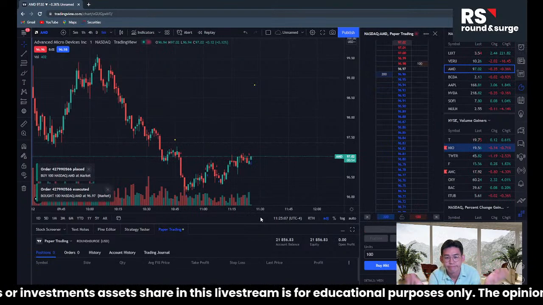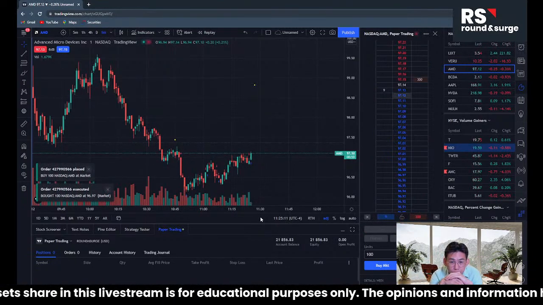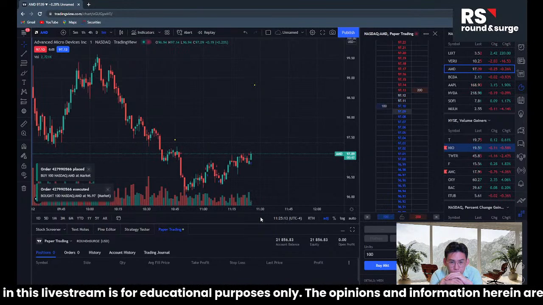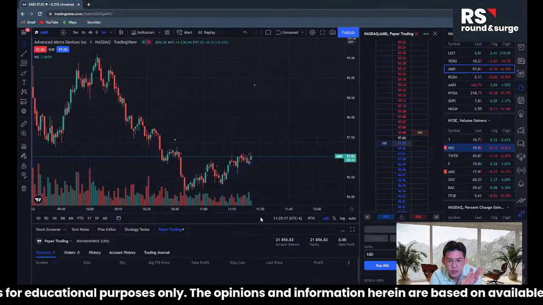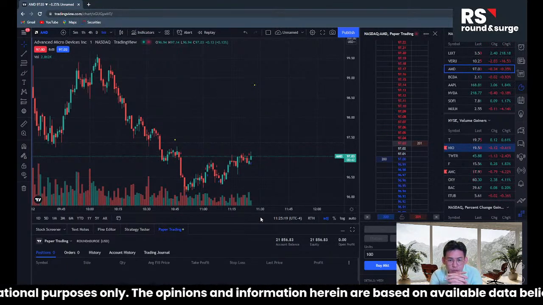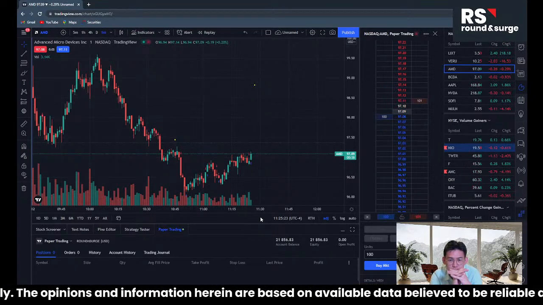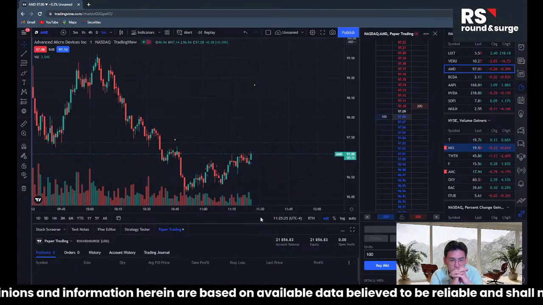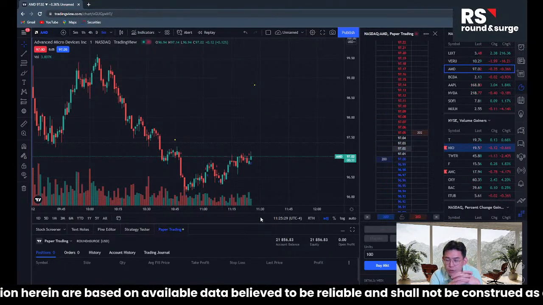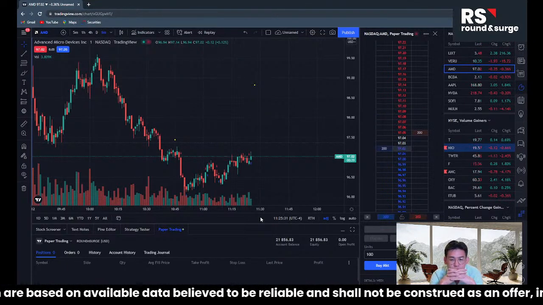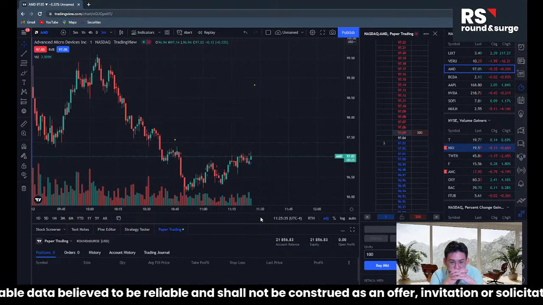Alright. When it's moving sideways like this, it's not good to apply this. And right now it's actually moving upwards. So my mistake. Okay. Let's see here.